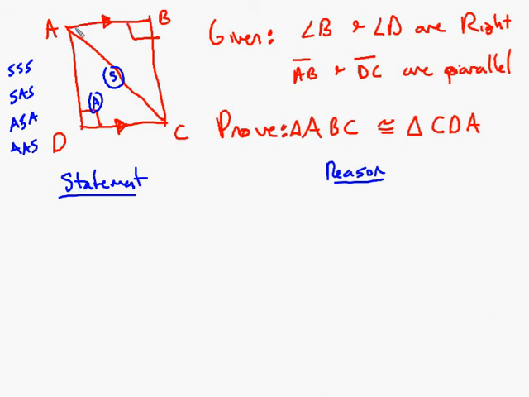Now I have this line and this line are parallel, which makes AC a transversal. Do you see that? Mm-hmm. So it's kind of like I have this and this. Do you see some alternate interior angles? Yes. This one and this one are alternate interior. So that means they are equal. Angle, angle, side.